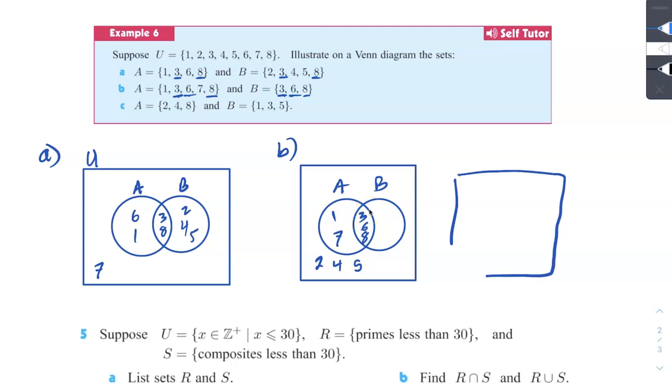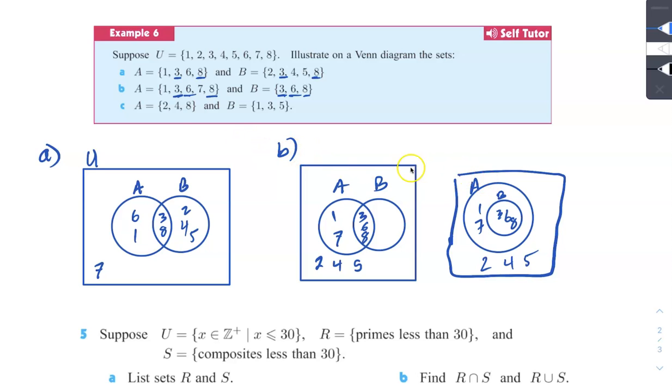Now knowing that B's a strict subset of A, I might just draw a big circle like this, and then a smaller circle inside of it, where this is B, and that has 3, 6, 8. And then here is A, and that has 1 and 7. Right, because that shows you that A has 1, 3, 6, 8, and 7, and B just has 3, 6, 8. So this one's all engulfed in that one. And then on the outside you have 2, 4, 5. So that will work also.